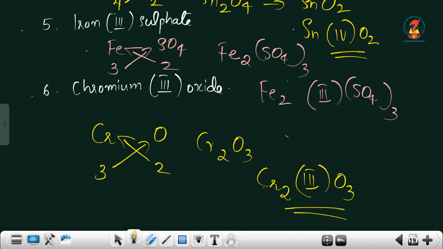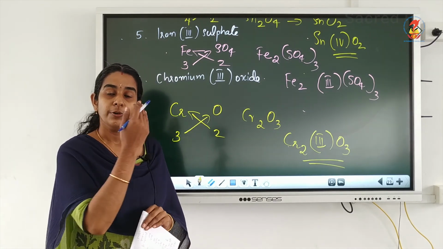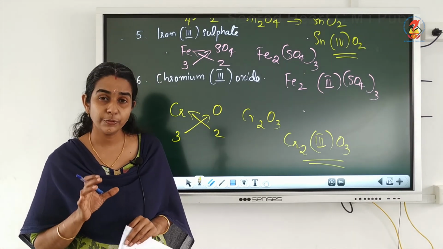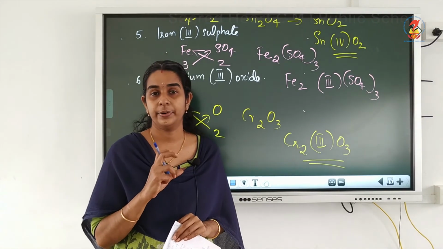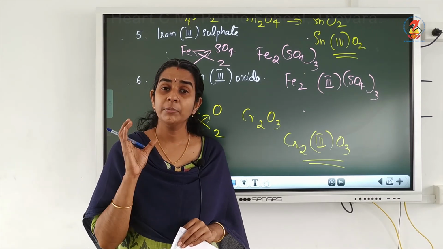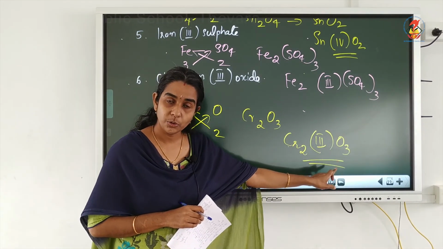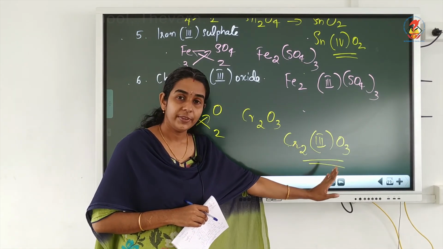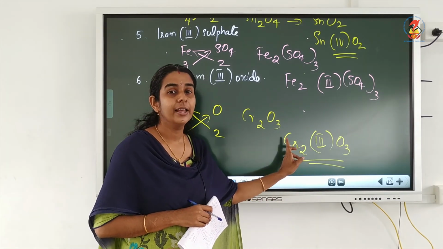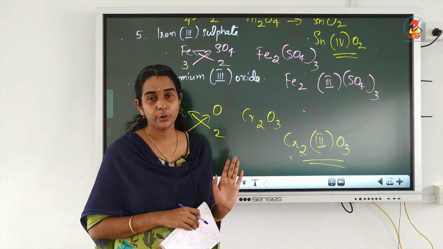So this is about how to write the stock notation of different compounds. From the Roman numeral written inside the single bracket, we can identify the oxidation state of the metal ion or metal atom. So only remember, we are writing the molecular formula itself. If it is Cr2O3, we are writing Cr2O3 only. The same formula only we are writing. The only thing is, we need to write the oxidation state of this metal atom inside the single bracket using Roman numerals.